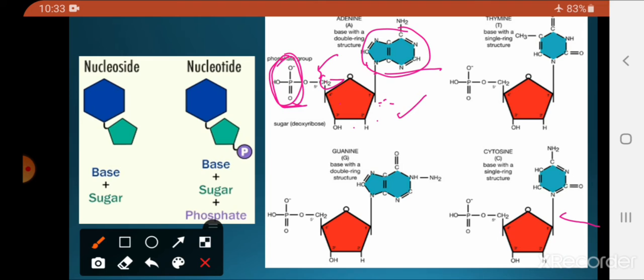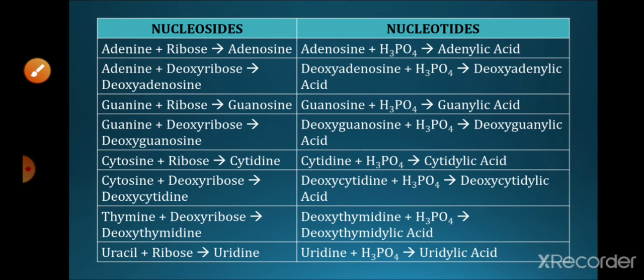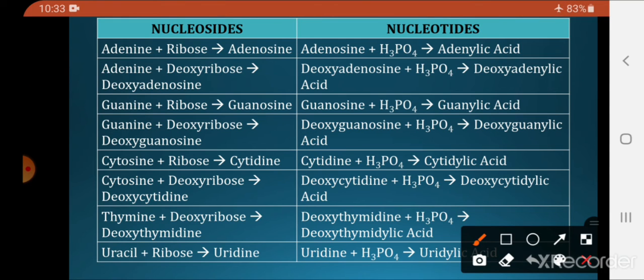This is with an adenine, this is with a thymine. Thymine is attached to which carbon? First carbon. This is cytosine and this is the guanine. So this is the structure of the various nucleotides. Now which nucleotides and nucleosides are formed, we will see that. So first of all the nucleosides.